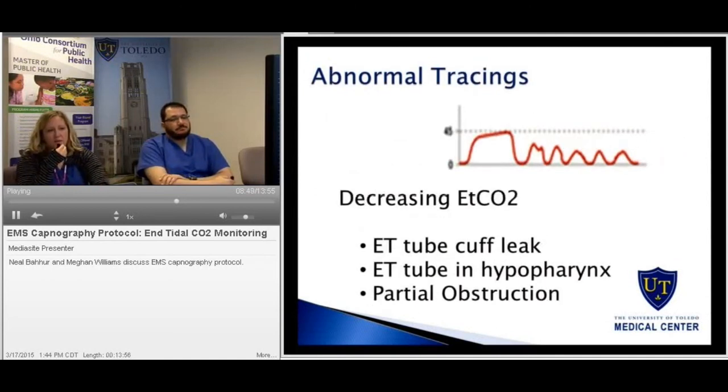This is a waveform that's showing one nice normal waveform and then decreasing end-tidal CO2. So if this happens, you want to think that there's maybe a leak somewhere. Is there a leak in the ET tube cuff? Is the ET tube in the right position, or is it in the esophagus? If it's in the esophagus, you can get one or two normal readings, and then you'll have a sudden decreasing value because you're not having the normal CO2 return.